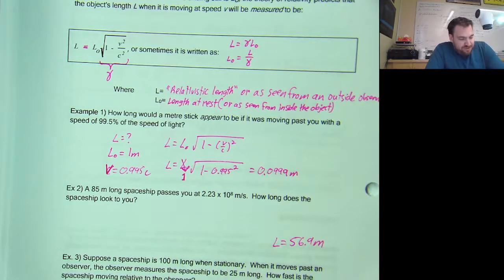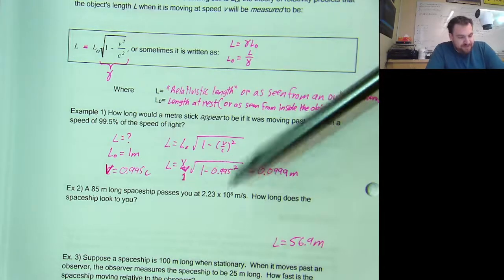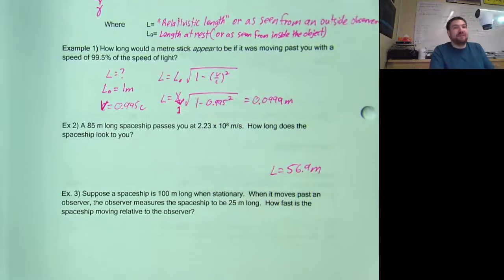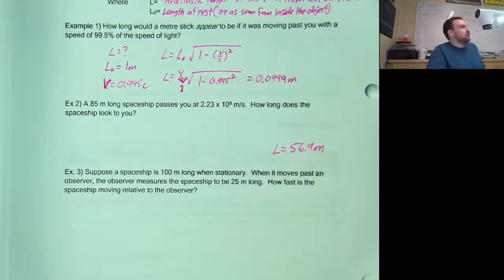The 85 meter long spaceship passing you at 2.23 times 10 to the 8 meters per second will look 56.9 meters long. Absolutely. So everything you've seen in Star Trek or Star Wars, when they're going fast and they get long, that is exactly backwards. It looks like they stretch, but no, that's not what would happen. It would go, phew, take off. It looks cool, but that's the problem with lots of things. Sometimes looking cool is absolutely the wrong thing to do.